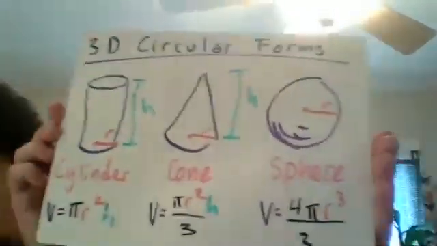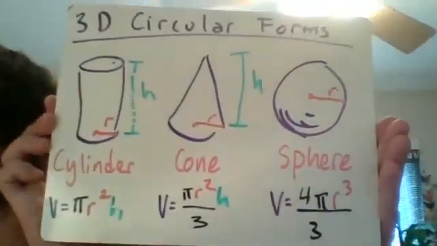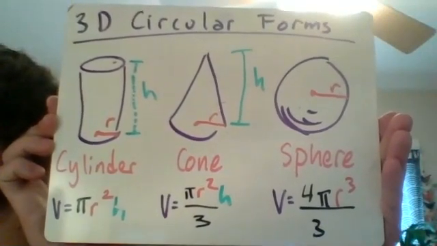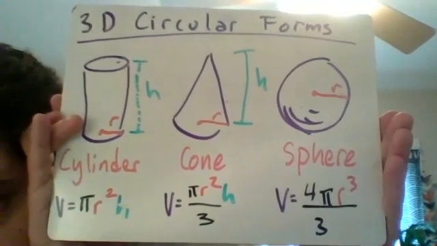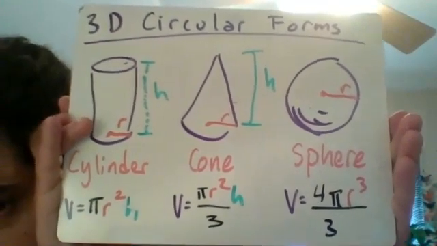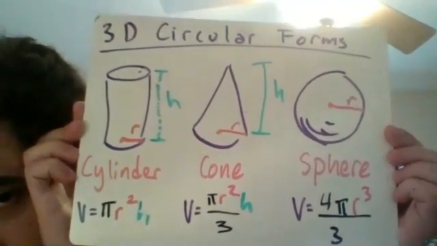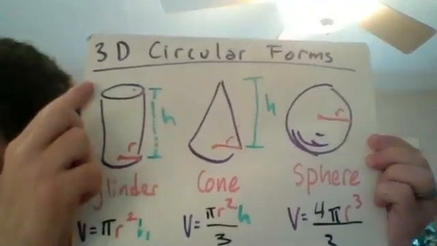Lastly, I want to talk about forms that are made with circles. Okay, so we have three dominant ones for circular forms. We have the cylinder, the cone, and the sphere. The cylinder is a prism, just like we did before, where the top and bottom are circles. The formula for a prism still applies here. It's the area of the base times the height.